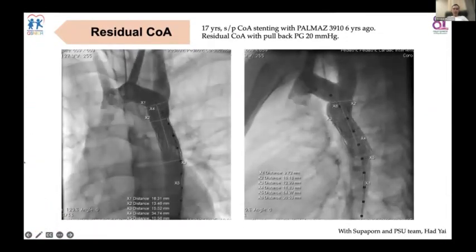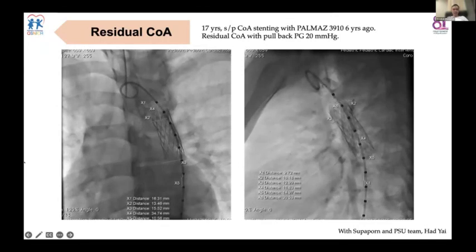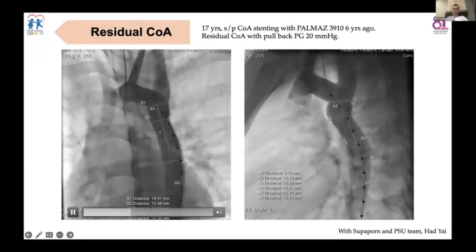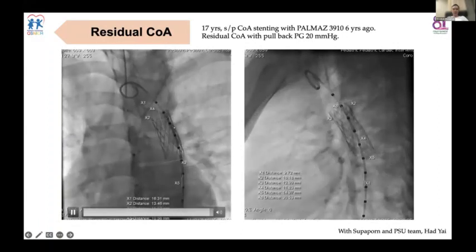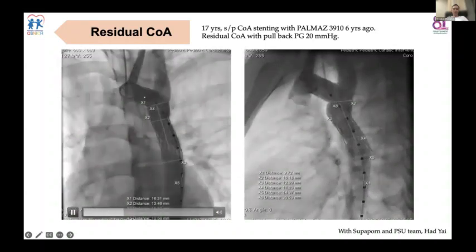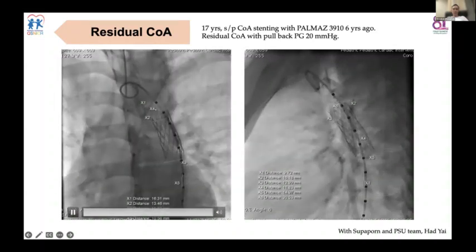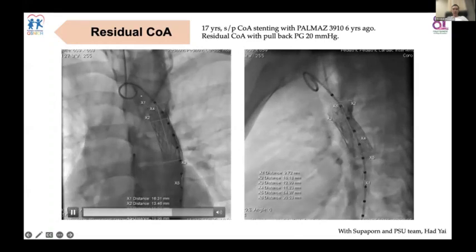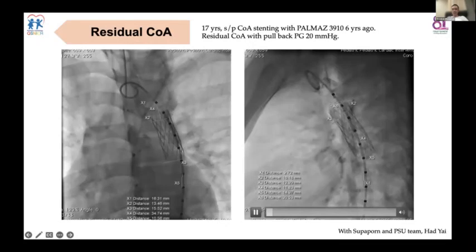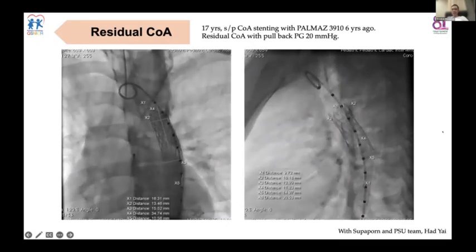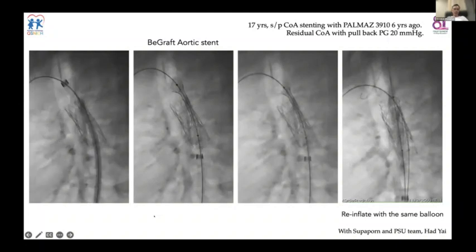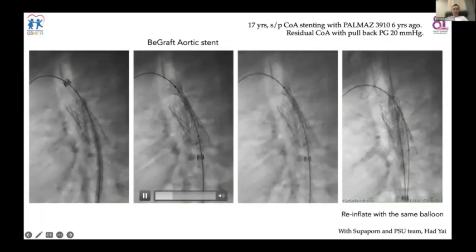How about residual coarctation? This is a case where I was involved, thanks to Super and her team. This patient had actually been stented a few years ago, but somehow there's a kink on the aortic wall between the second, the third, and also the coarctation stent. So that is causing some residual coarctation.